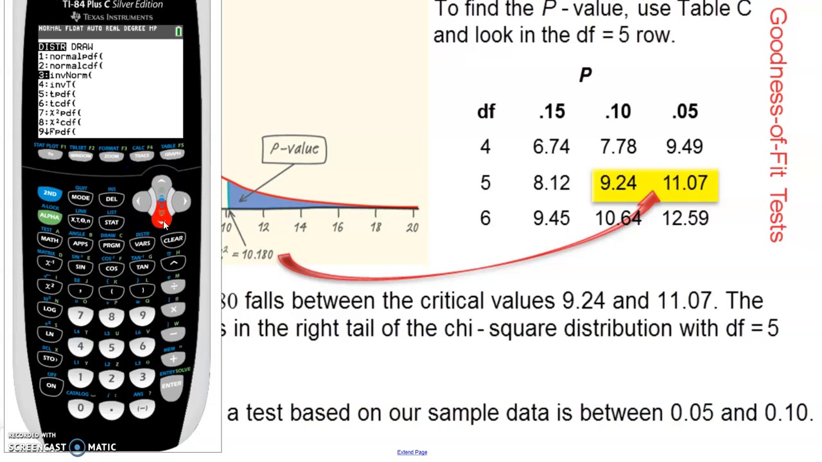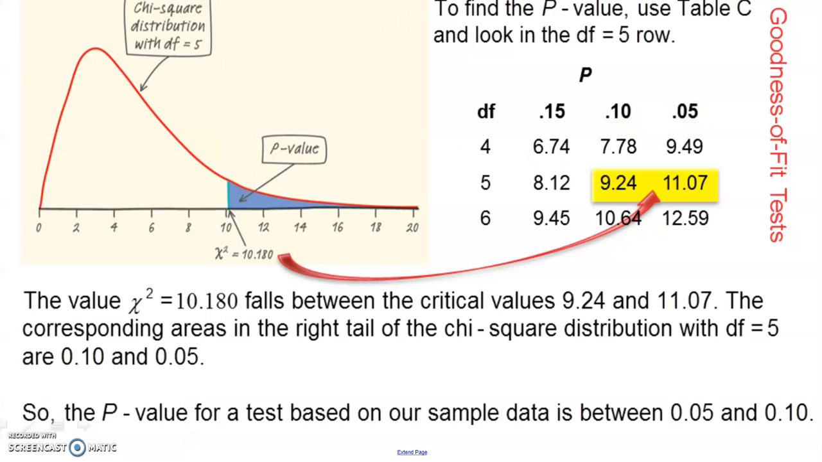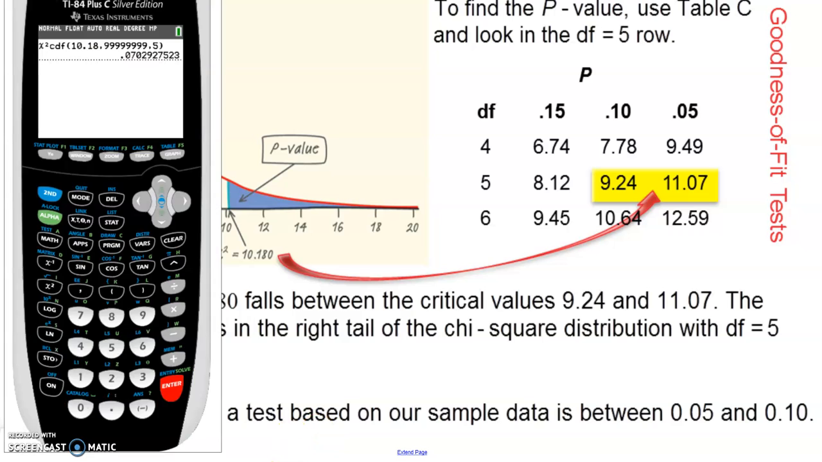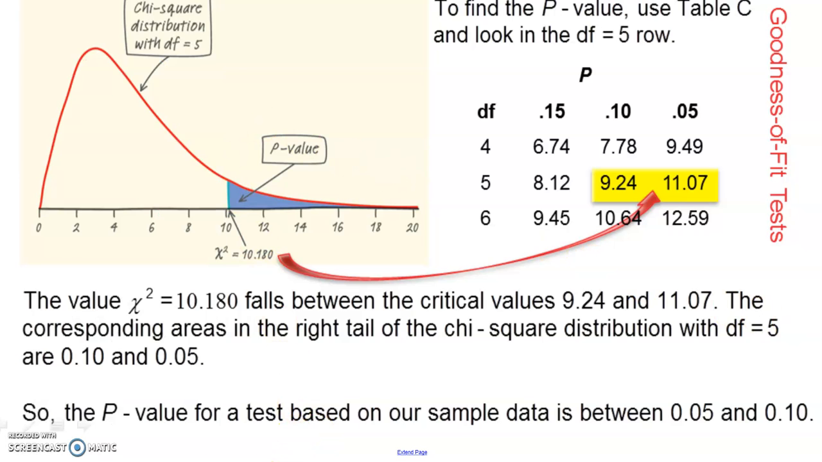Distribution, option 8 is a chi-squared CDF. My lower bound is 10.18. My upper bound is a very large number. My degrees of freedom was 6 minus 1, which is 5. And then my calculator can give me a much better answer than this table can. It tells me the p-value is 0.07. So the p-value for this test, according to the table, is between these two numbers, and my calculator gives a little better answer of 0.07 or so.